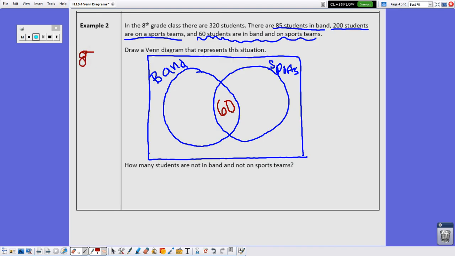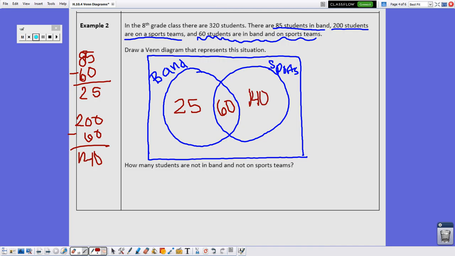Well, if we have 85 in band total, and we take away that 60 that are in sports as well, we're going to get 25 kids that are only in band. Now when I add 25 plus 60, I better get 85, and I do. We're going to do the same thing for sports. So if we have 200 students in sports and 60 of them are also in band, we want to take away that 60 so that we just get the ones that are only in sports, and that's it. So here we're going to get 140 kids that are in just sports.